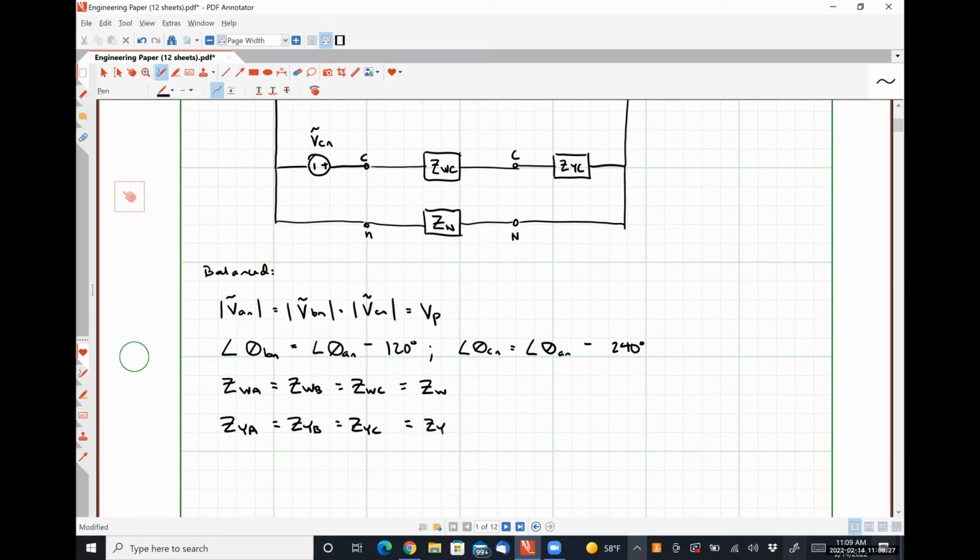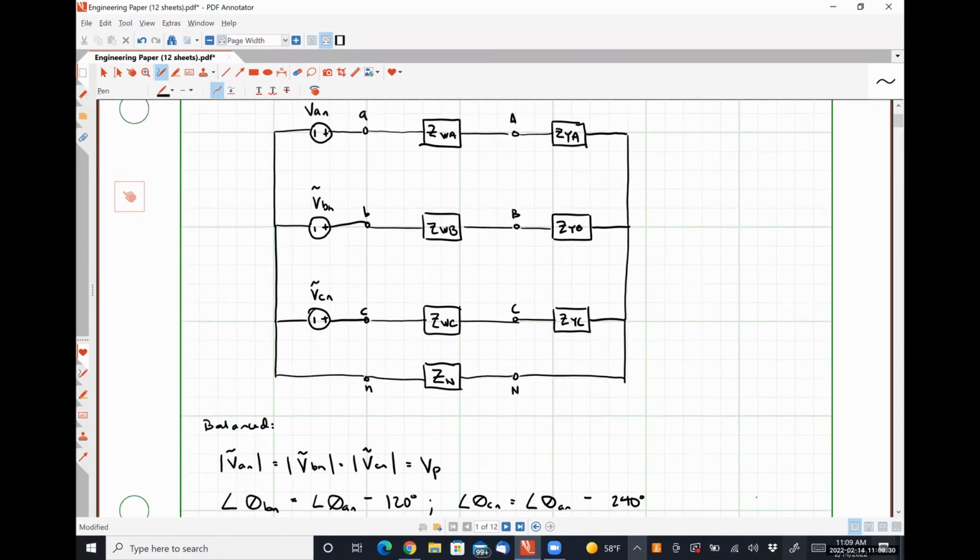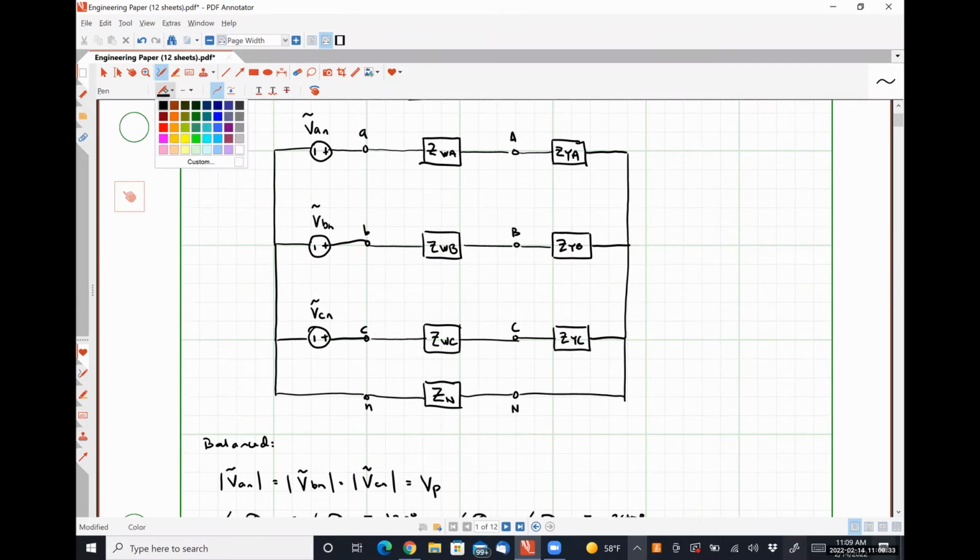Okay. So I am going to define four line currents: IAA, IBB, ICC, and this guy down here, INN, as a line current, since it passes through a transmission line as well.